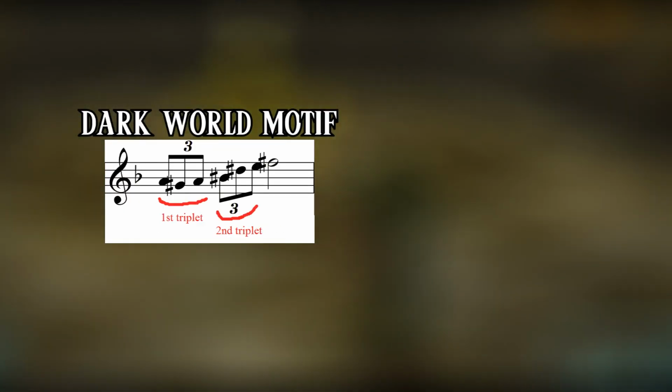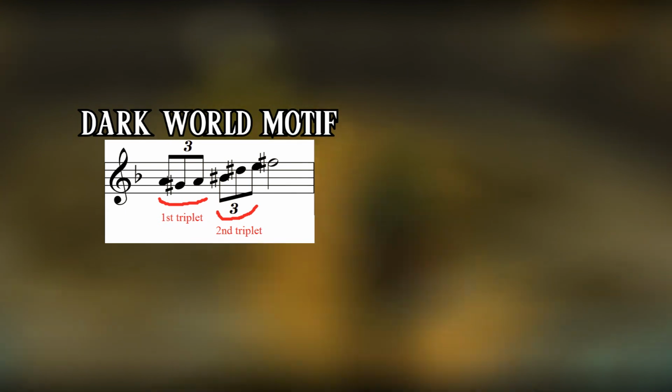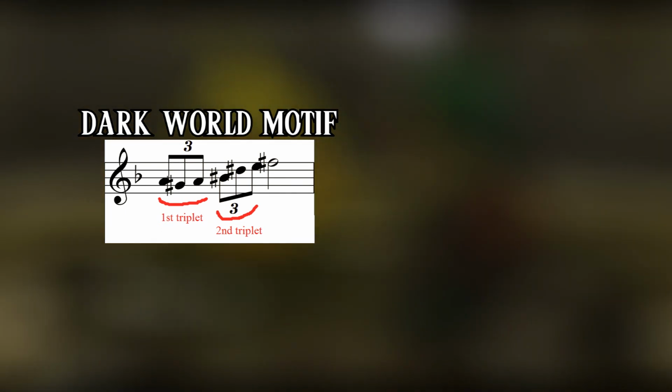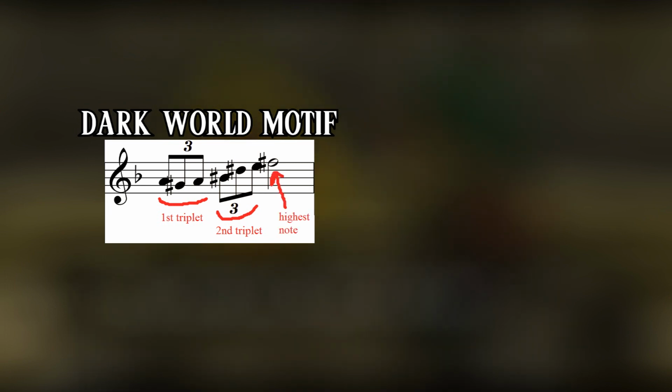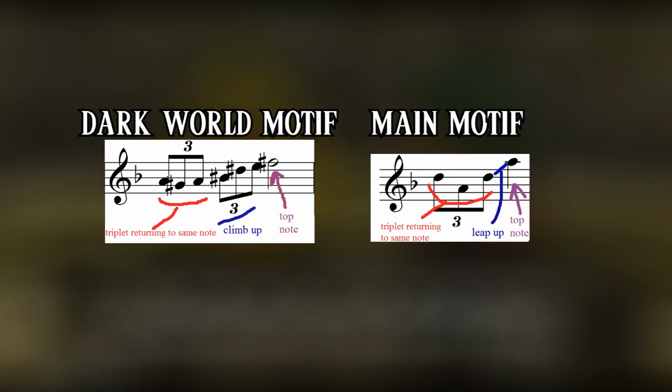Each bar features two triplets in a row. The first triplet always starts on a note, moves down by a second interval, and then returns to that same starting note. The second triplet then climbs upwards to the highest note, which is held for 2 beats. When you compare the general contour of any of these bars to the main ripoff motif, you can see the similarity.